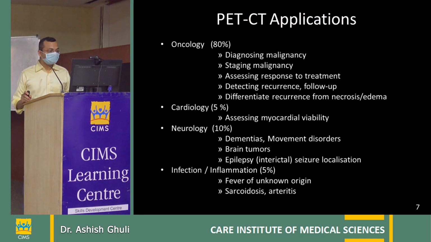So there are n number of applications for F18 FDG PET CT, but the major chunk of our work is from oncology. It is used for diagnosis, staging, assessing the response, detecting recurrence, and differentiating recurrence from necrotic or any other inflammatory changes. In cardiology, it is used to assess myocardial viability, that is, to identify the hibernating viable myocardium.